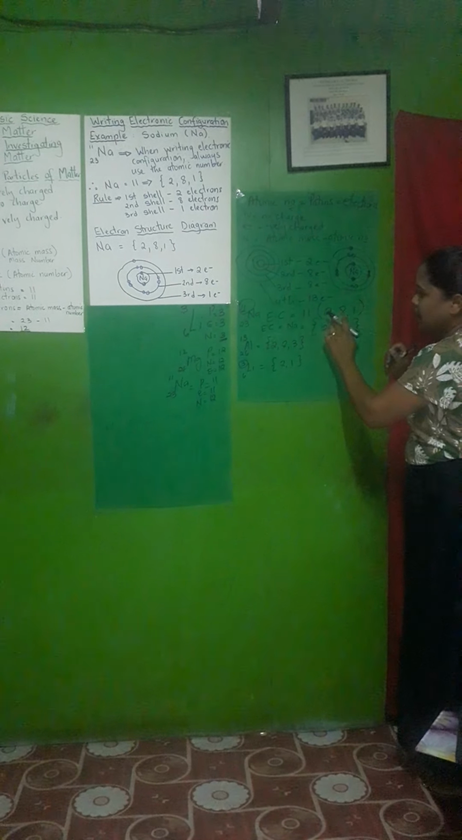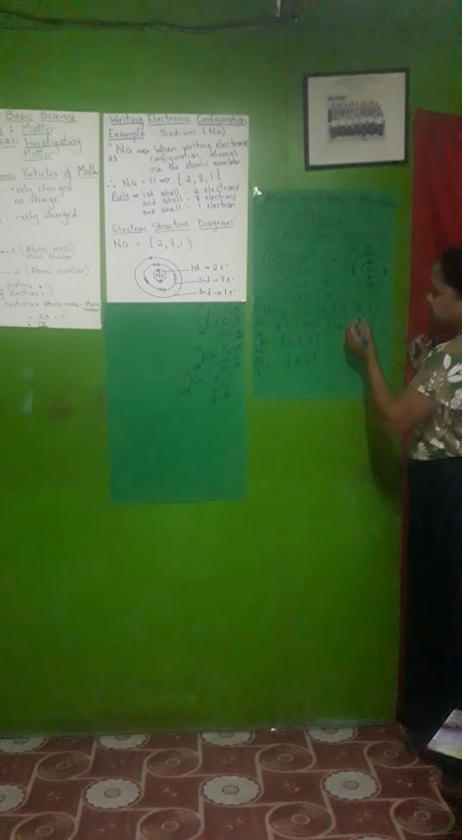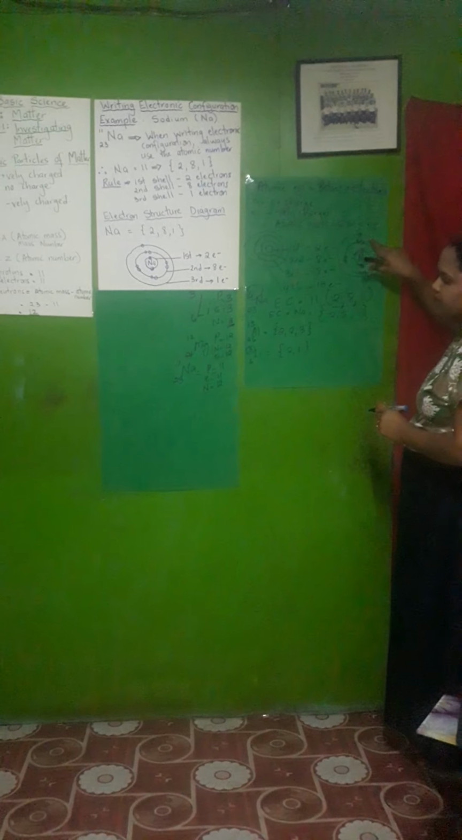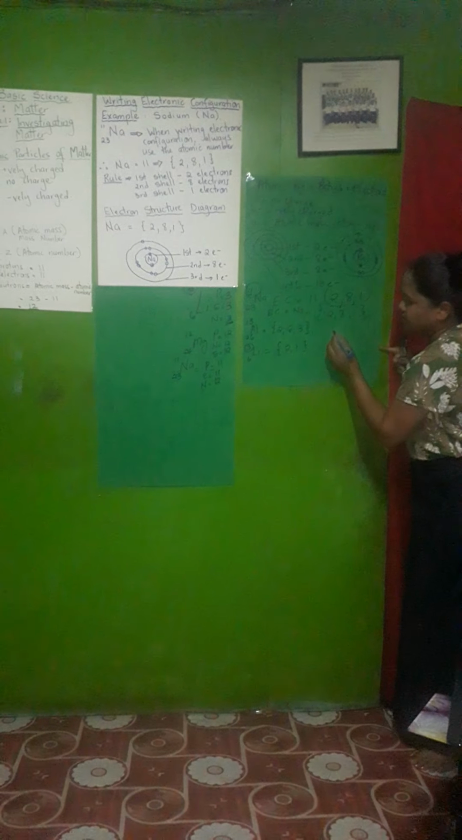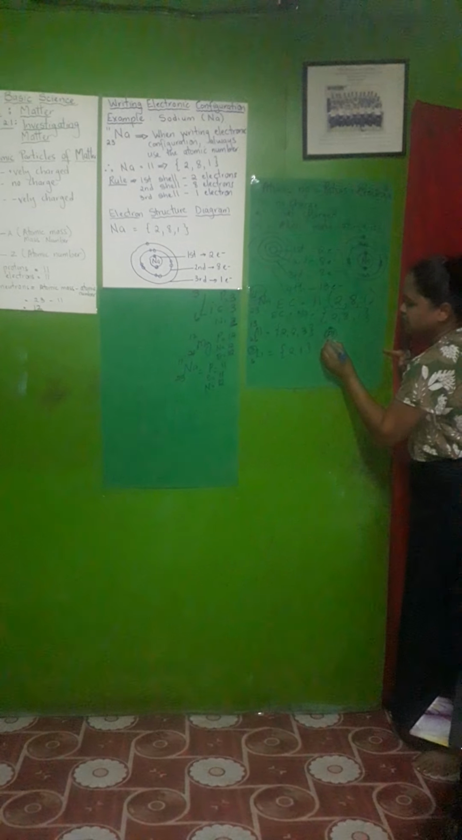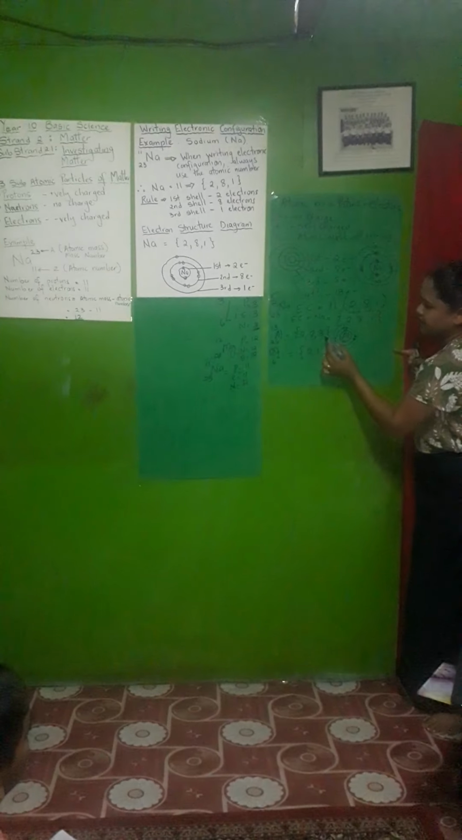Remember, the number in the electron configuration will determine the number of energy shells that an atom will have. Here for aluminum, the first shell will occupy 2 electrons. The second shell, it will occupy how many electrons? 8. And the third shell, it can occupy 3 electrons. So 2 will be paired and 1 will be a lone electron.